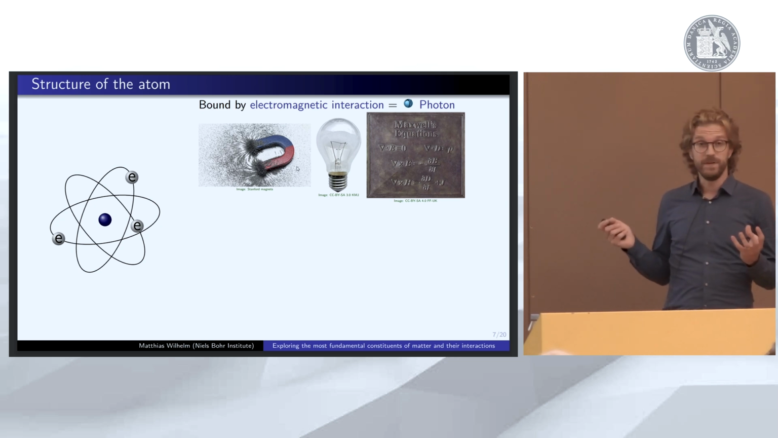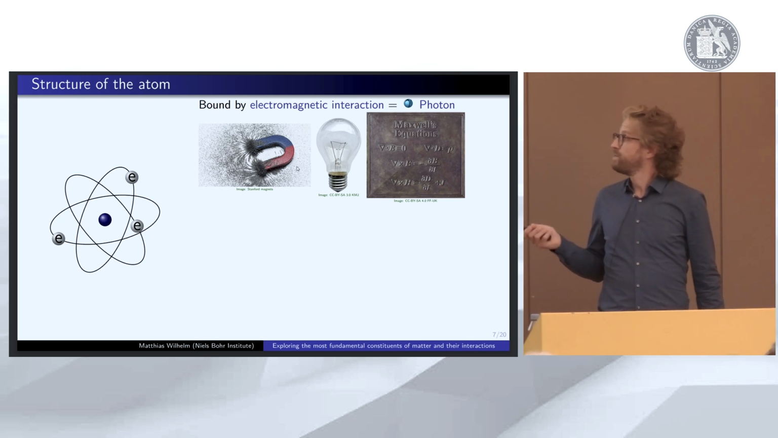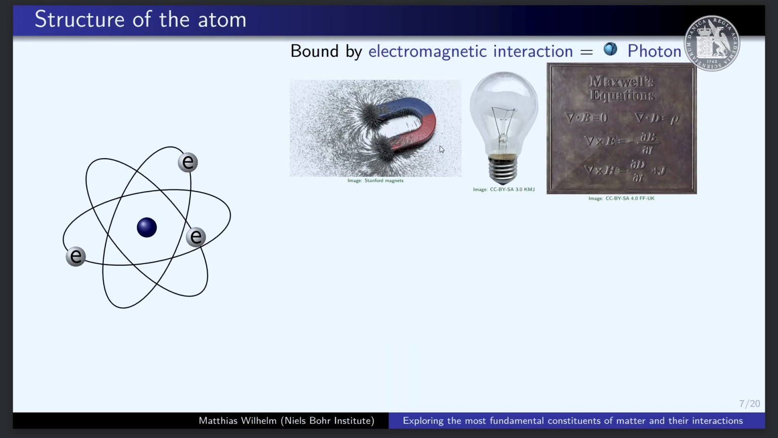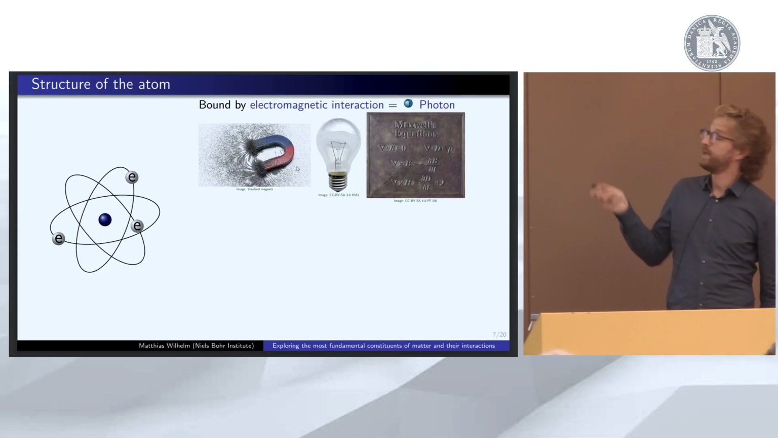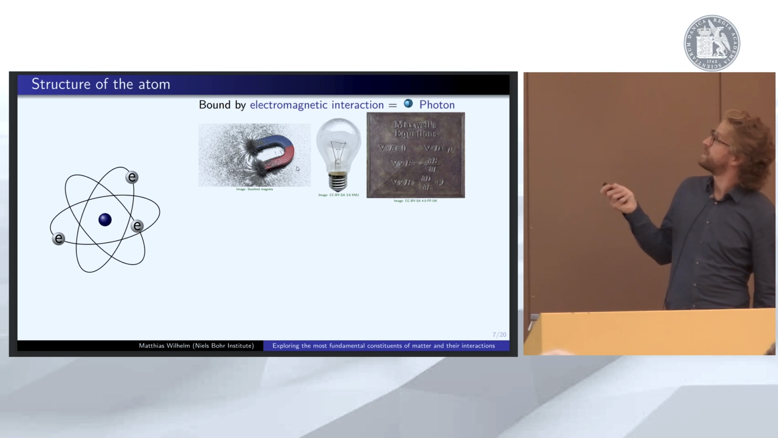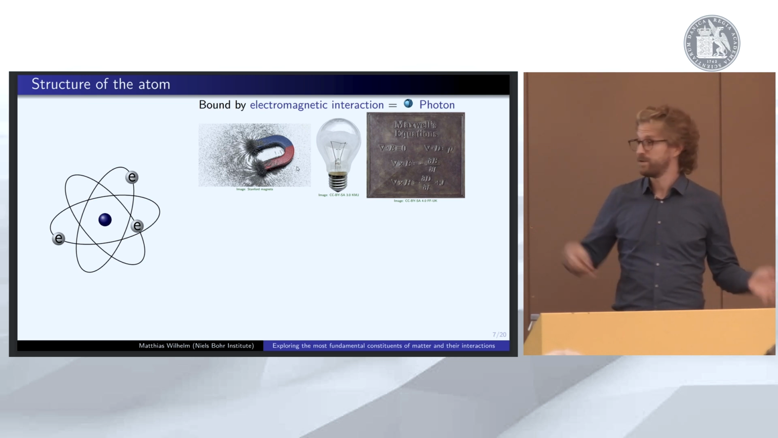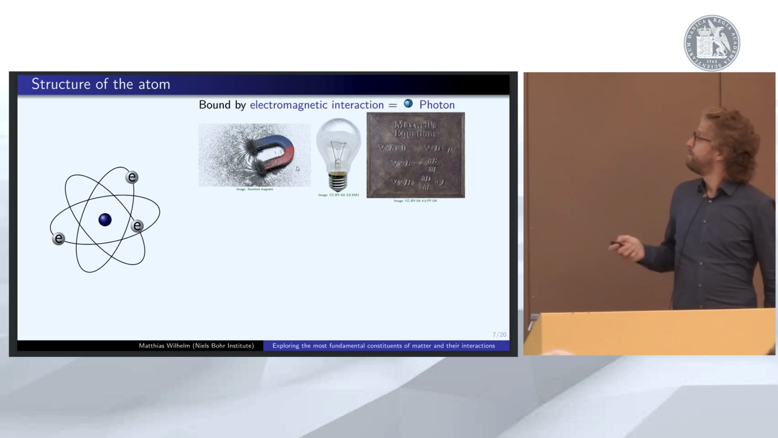The negatively charged electrons are bound to the positively charged nucleus via the electromagnetic interaction. And this interaction is carried by the photon. This is the force that gives a unified description of magnets, electricity, and light in 4 short equations that bear Maxwell's name. These equations are very well tested. They give us, for example, the radio.